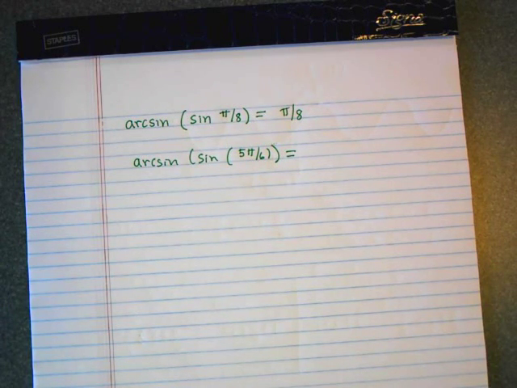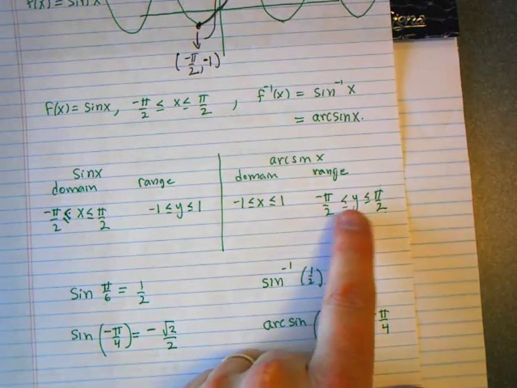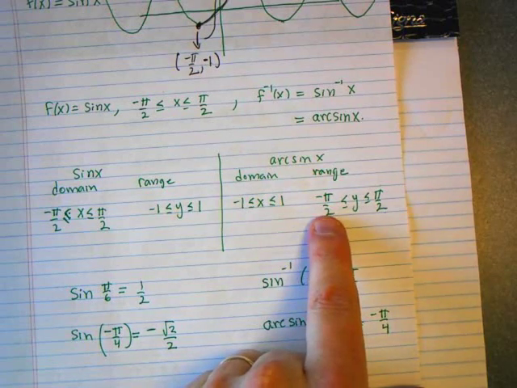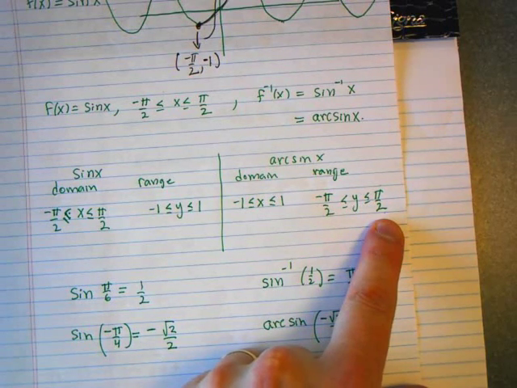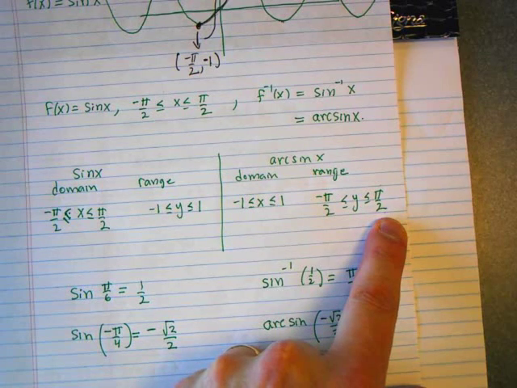5 pi over 6 cannot be the right answer. Because when I use arc sine, what kind of answers can I get? Between negative pi over 2 and pi over 2. Where's 5 pi over 6? It's past pi over 2, isn't it? So 5 pi over 6 cannot be the right answer.